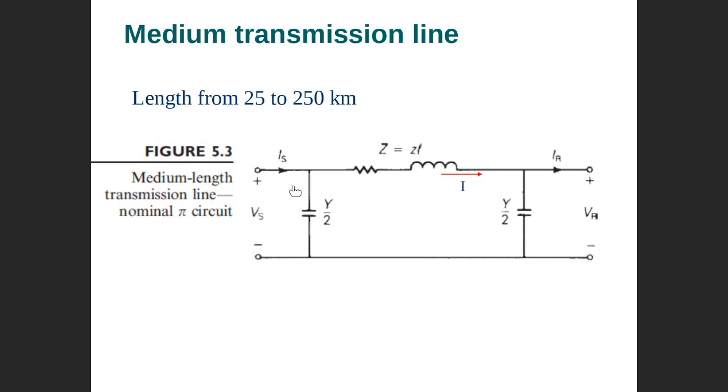For a medium transmission line, which is between 25 to 250 kilometers, as indicated in your textbook, we can represent it as a pi circuit. Pi circuit means that we have a branch here, which is y over 2, and this is y over 2. So we divide y into both ends, y over 2 on each side, and the impedance of the transmission line is in series. So we have the impedance and we have the admittance on both sides. So this is a medium transmission line, called the nominal pi circuit. Later we will have equivalent pi circuits. It is called a pi circuit because the shape looks like pi.